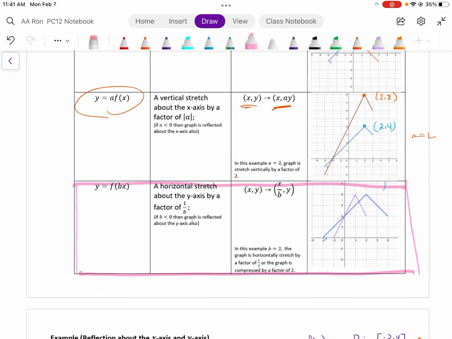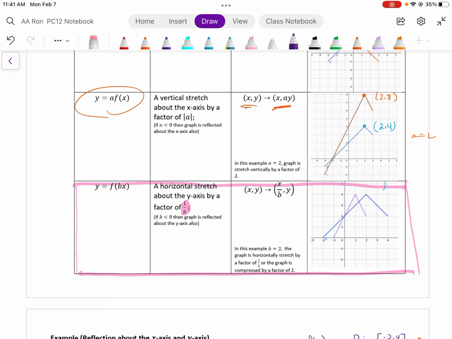All right, so now I'm just going to revert back to our table. We're going to deal with the coefficient in front of the x, b. Y is equal to f(bx). It tends to be a little bit trickier. So this is a horizontal stretch about the y-axis by a factor of 1 over b.